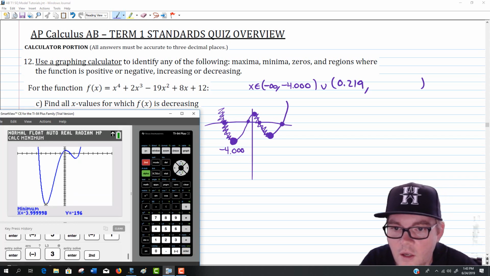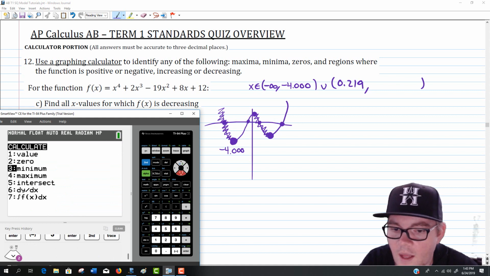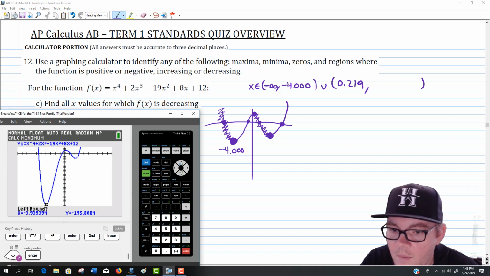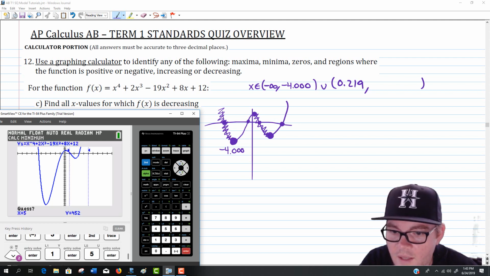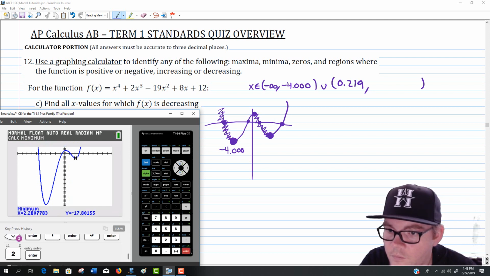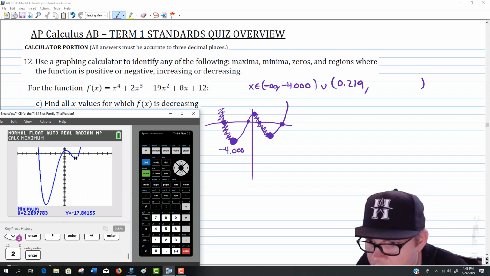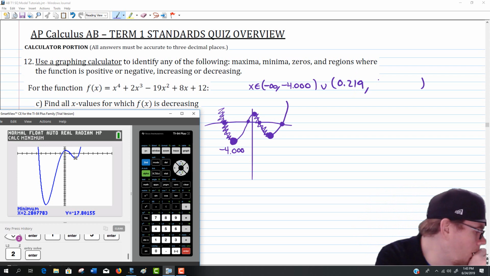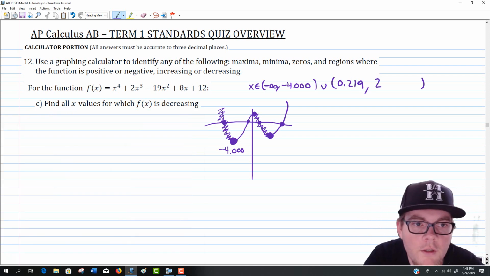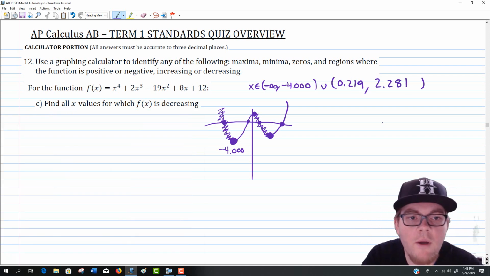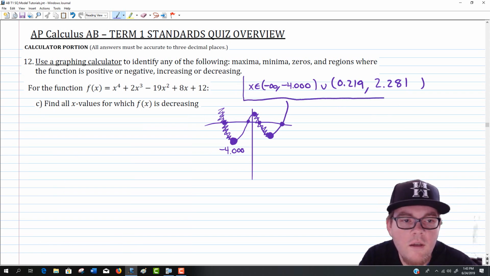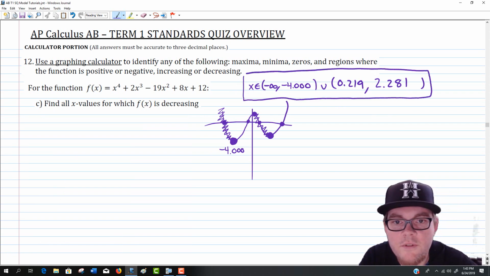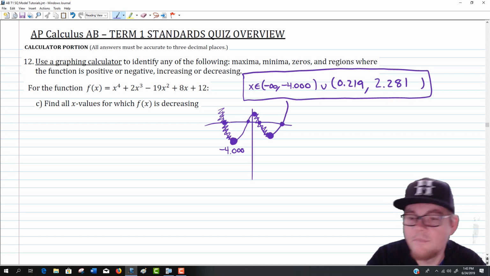And then second, we can go back and do a second trace one more time and get the minimum on the right side. That minimum is going to be somewhere between 1 and 5. And I'm going to guess that it occurs at 2. That minimum occurs at 2.281. And there are our two intervals. So voila, decreasing comes out really cleanly.